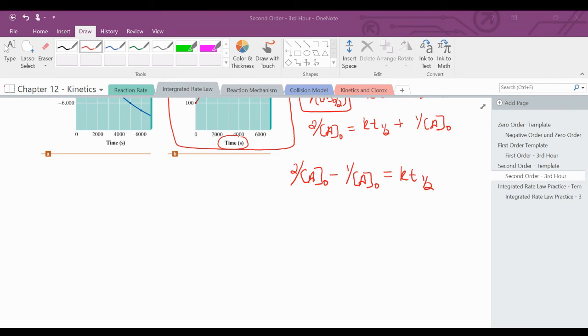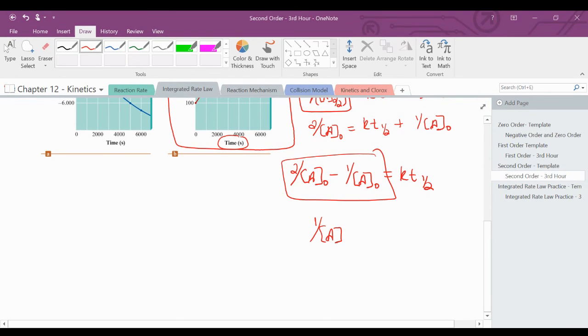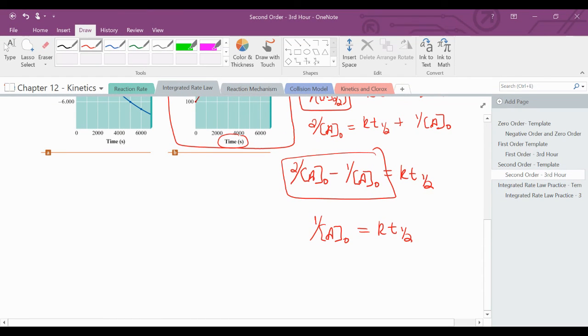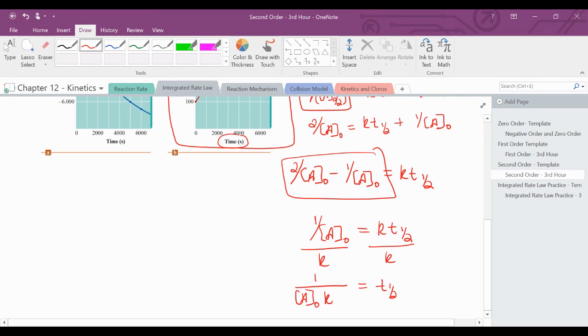This is what I'm left with here: 1 over the initial concentration equals K times t 1/2. We want t 1/2 by itself, so we're going to divide both sides by K. So t 1/2 is equal to 1 over the initial concentration times K. This is our half-life equation. And again, you're not going to be expected to derive equations, but you're going to be expected to know them and be able to use them.